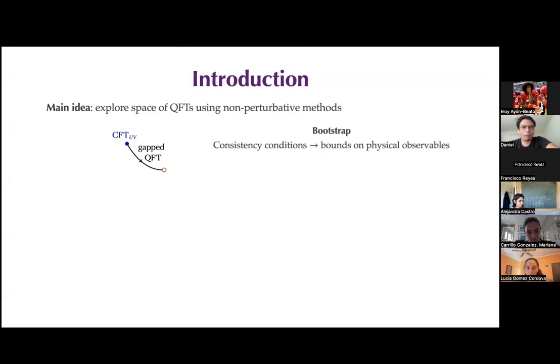And one very general motivation for what I'll be talking about is the following. Usually within this bootstrap approach, one considers the CFT and the QFT part separately. So you have the conformal bootstrap to deal with these conformal theories, either in the UV or in the IR. And for these gapped QFTs, we have the S-matrix bootstrap. So one very general idea is to try to connect these two approaches.